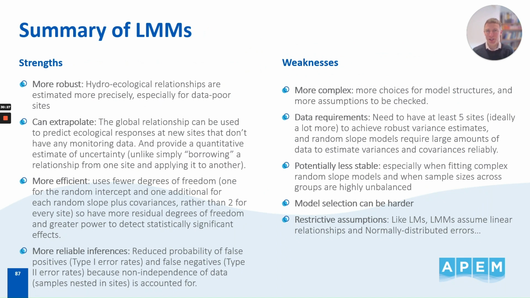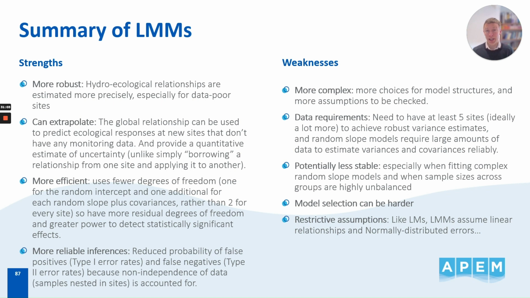Let's then summarize some of the strengths and weaknesses of these linear mixed effects models. Starting with the strengths, these models are generally more robust. By pooling data together from multiple different sampling locations, they allow us to estimate hydro-ecological relationships more precisely. And that is particularly beneficial for data poor sites, where we are able to borrow information from other sites in the data set to give us a more precise, more confident assessment of the hydro-ecological relationship at that location.